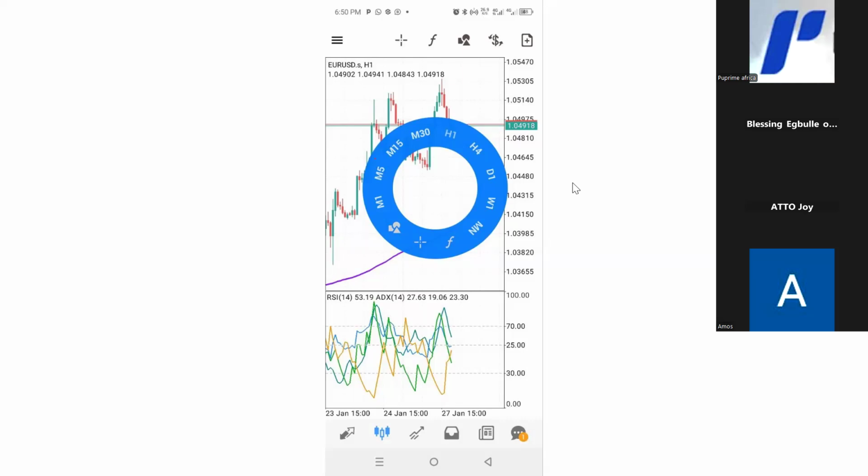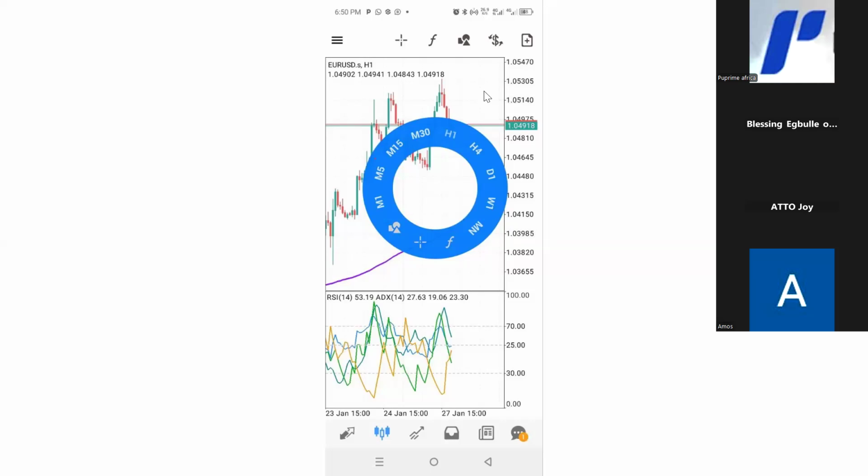Please, I have a question. Go ahead. Supposing I want to add an indicator to my MT4. Let's say the strong moving average and the lesser strong moving average. How can I do that? Can you show us?